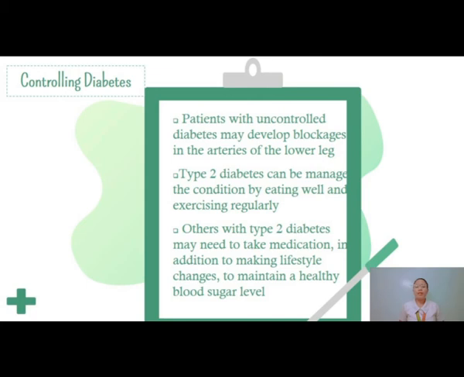People with type 1 diabetes, for instance, must take insulin, which is given by injection because their body doesn't produce the substance naturally. Some people with type 2 diabetes, in which the body doesn't use insulin properly, can manage the condition by eating well and exercising regularly. Others with type 2 diabetes may need to take medications in addition to making lifestyle changes and to maintain healthy blood pressure levels. These medications can be taken by mouth or injected.